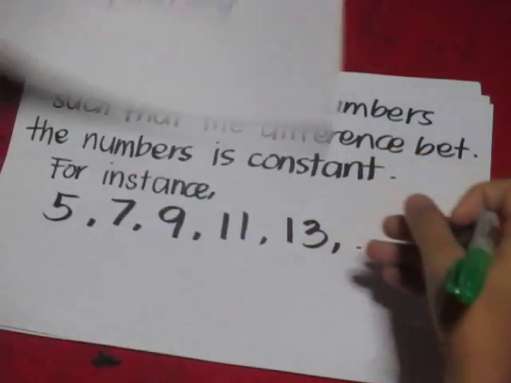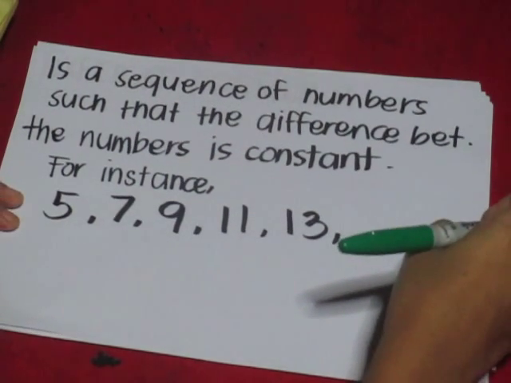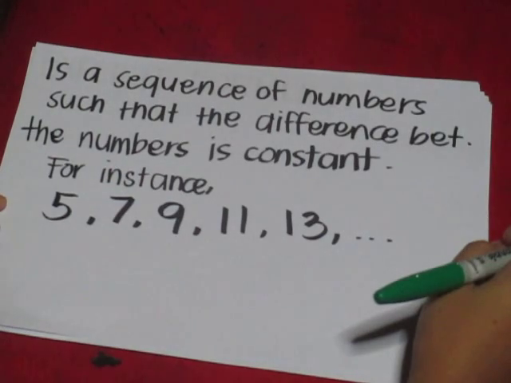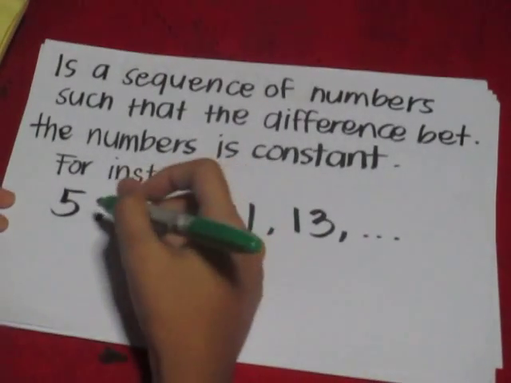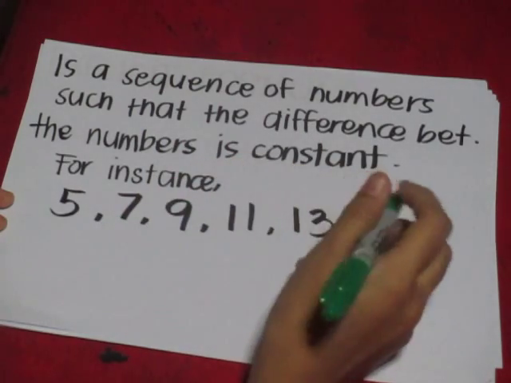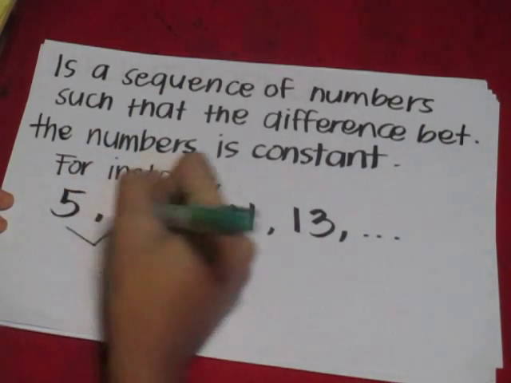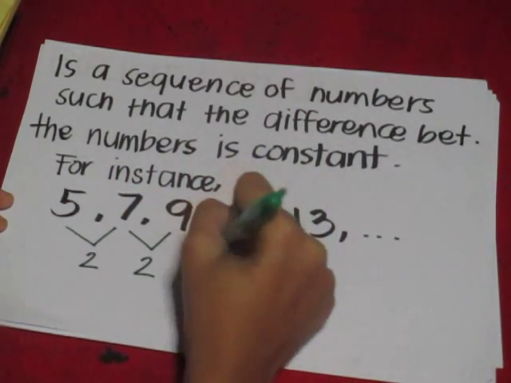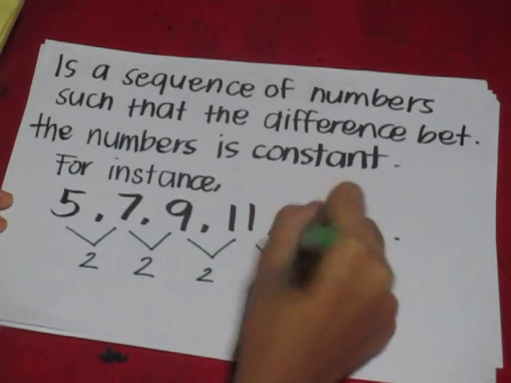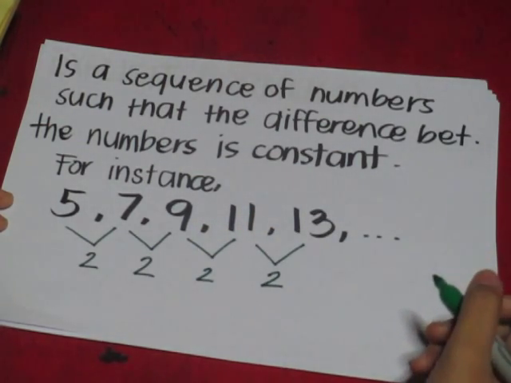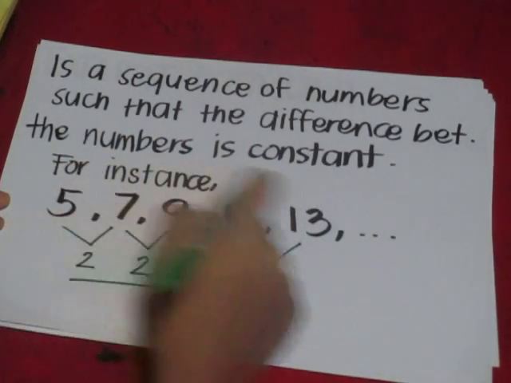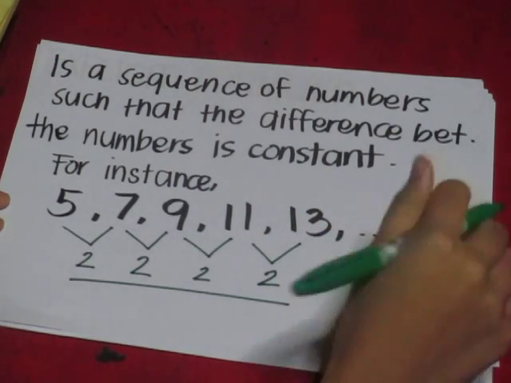For instance, we have the numbers 5, 7, 9, 11, 13. To know the difference between the numbers, you need to subtract the first term from the second term, the second term from the third term, and so on. So 7 minus 5 is equal to 2, 9 minus 7 is equal to 2, 11 minus 9 is equal to 2, 13 minus 11 is equal to 2. So as you can see, we have a constant difference of 2. That means this set of numbers is an arithmetic sequence.